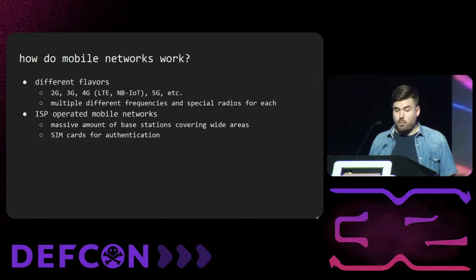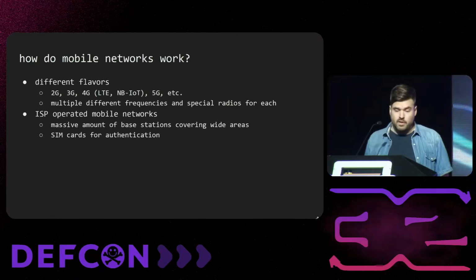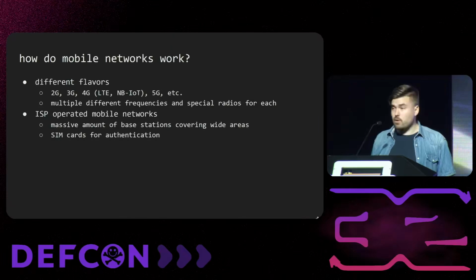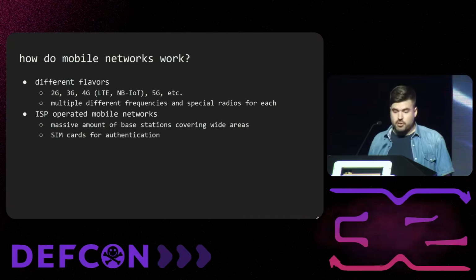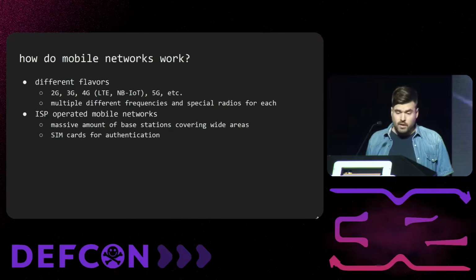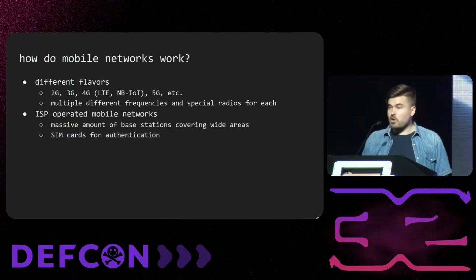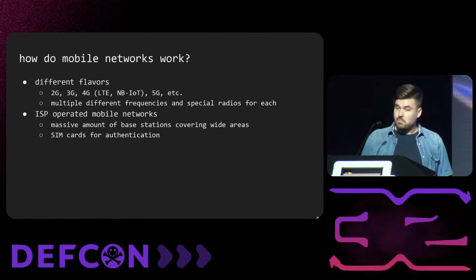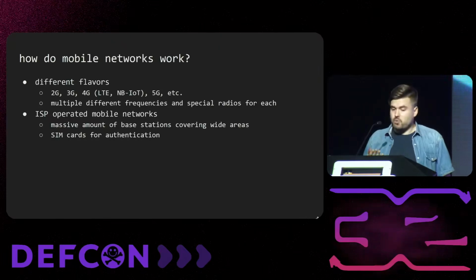Usually, the mobile networks are operated by internet service providers, so ISPs, and they have massive amounts of base stations all over the world. So if you have civilization, you most likely have a mobile network there. And how you use these mobile networks is you just buy a subscription from an ISP. They will give you a SIM card or send it to you, and then you plug the SIM card into your device. The SIM card authenticates you to the network, and then you connect.